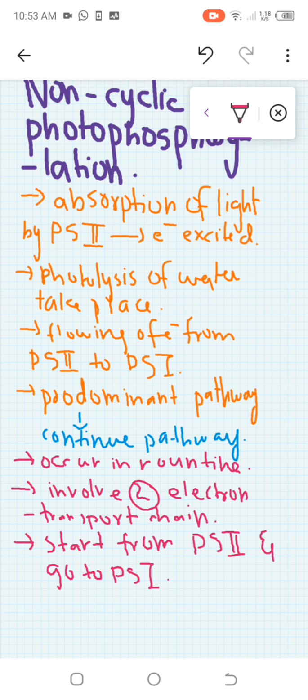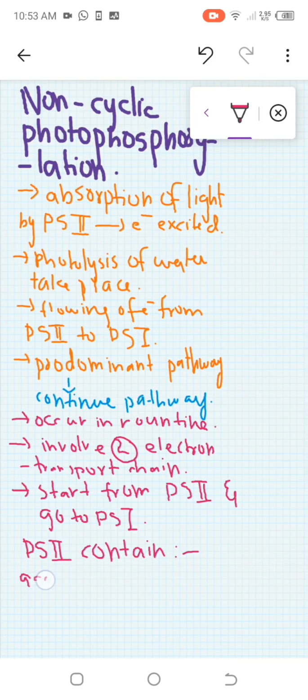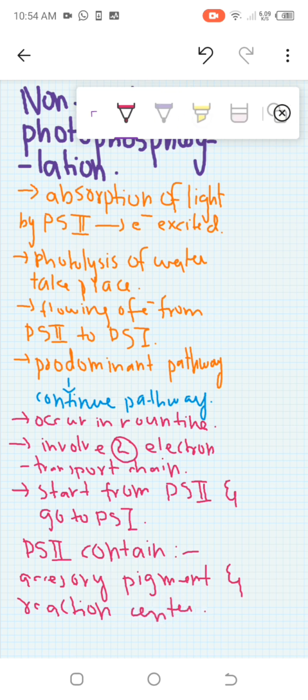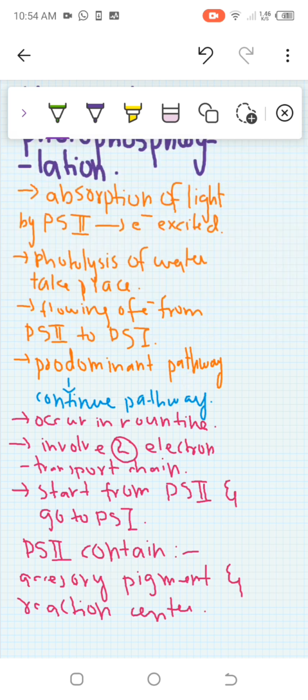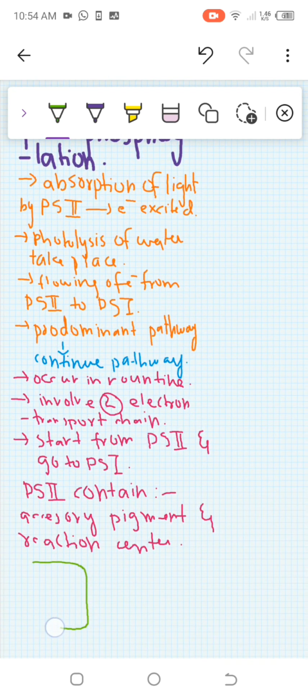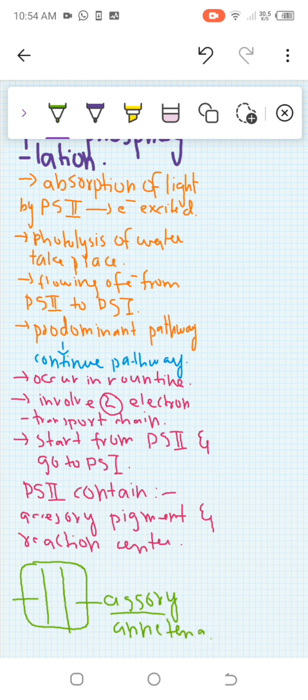Now here PS2 contains what? PS2 contains accessory pigments and reaction center. Now here accessory pigment includes like this. Here we have one PS2. This both side is accessory pigments. This one accessory side is known as antenna, where the accessory pigments are located.